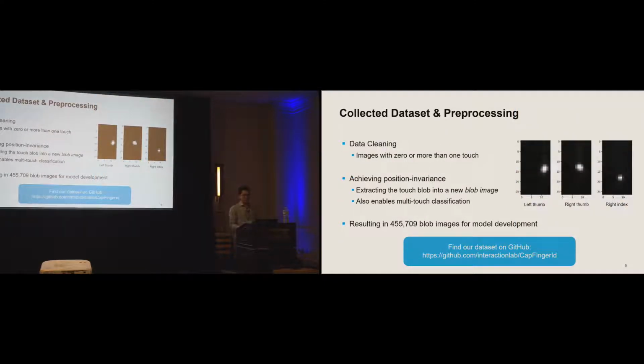After we collected our data set, we first removed all capacitive images which were empty or included multiple touches to avoid wrong labeling. We further performed blob detection to train a position-invariant model so that fingers can be identified everywhere on the screen. In total, we have over 455,000 capacitive images that we can now use for exploration and to develop the model.